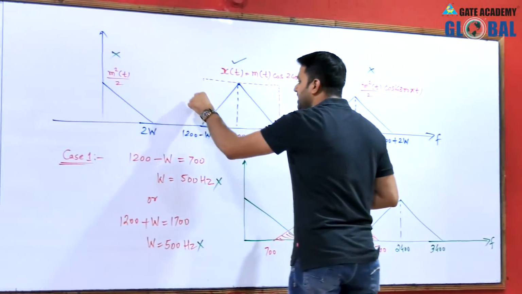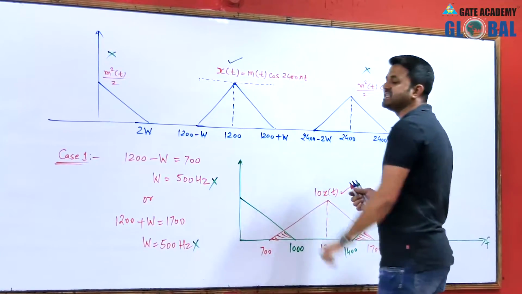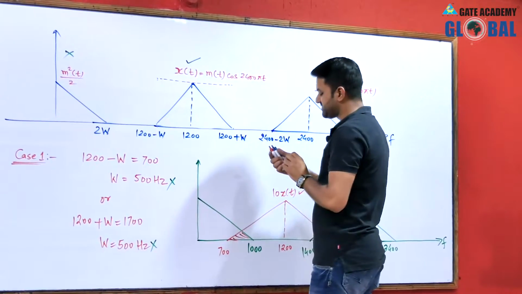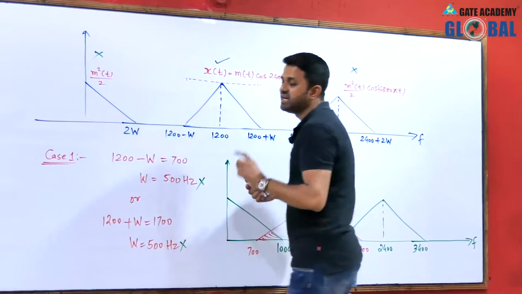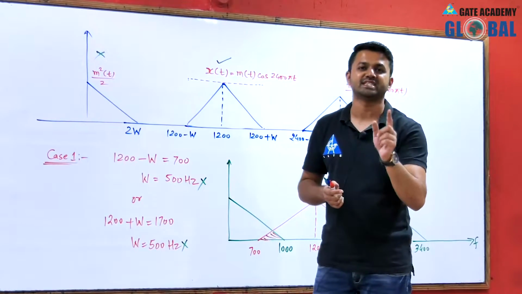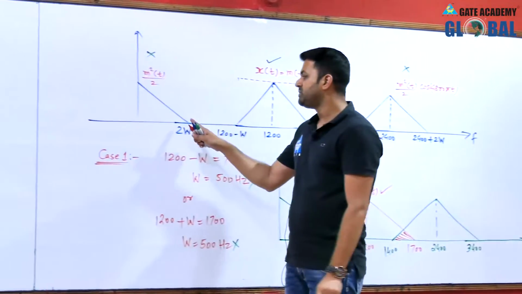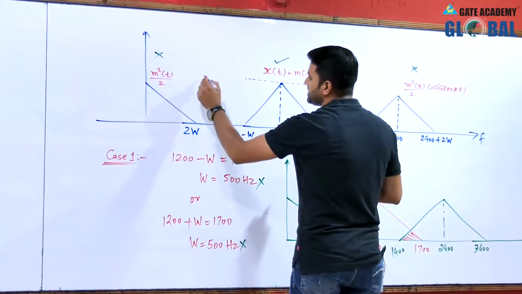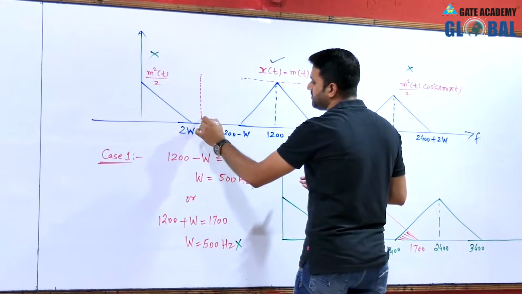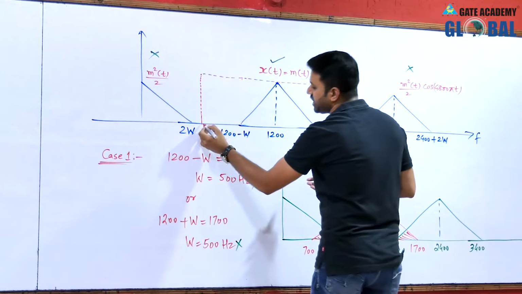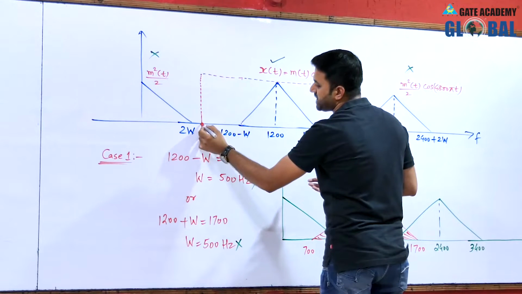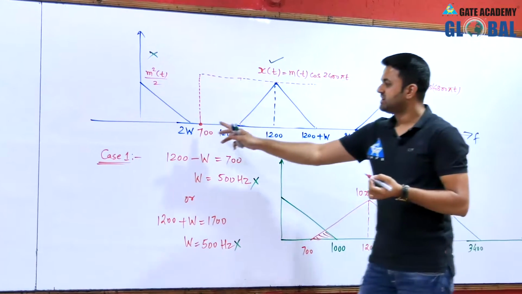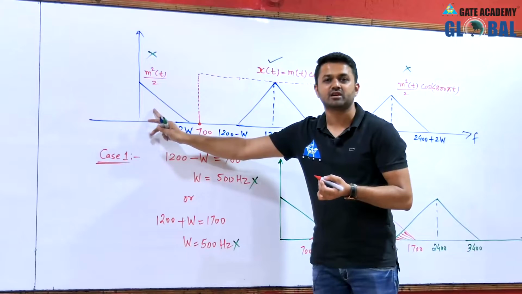So better to keep the band pass filter in such a way that only this component passes through the band pass filter and this component should be avoided. It means that the lowest frequency of the band pass filter should be greater than 2W. Should be greater than 2W. That means if I keep my band pass filter here, the lowest frequency of the band pass filter, which is 700, is greater than 2W, then this band pass filter will reject this component.